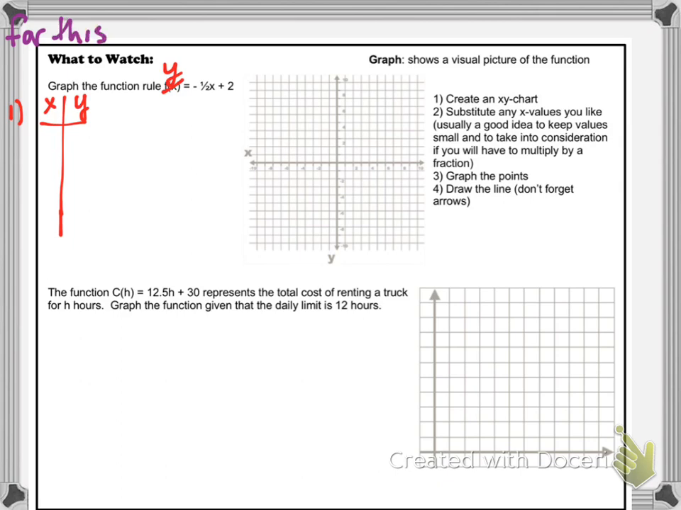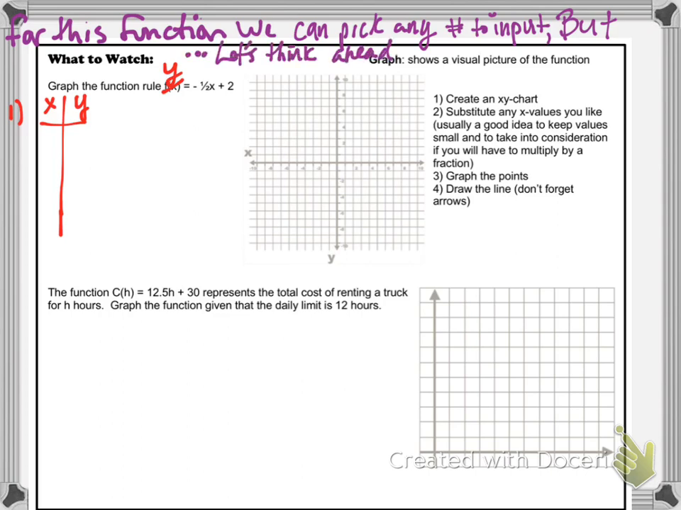So for this one, we can pick anything we want to plug in. But let's be intelligent about how we do that. Since we're going to be multiplying by a 1/2, it would make sense to use numbers that when multiplied by a half will give me a whole number. So basically things that are multiples of 2, multiples of the denominator. That way, when I multiply these numbers, I'll get whole numbers that'll be easier to graph. Also, we want to have positives and negatives. Keep the numbers small enough to deal with here on our little graph.